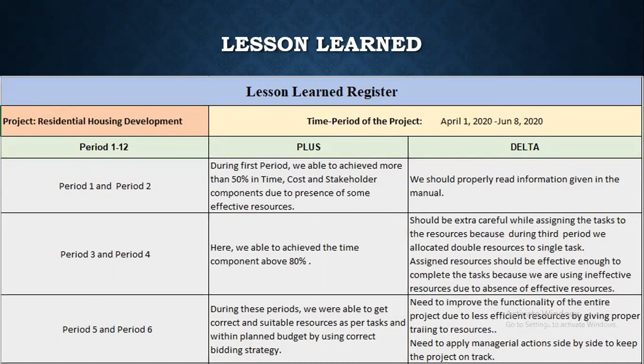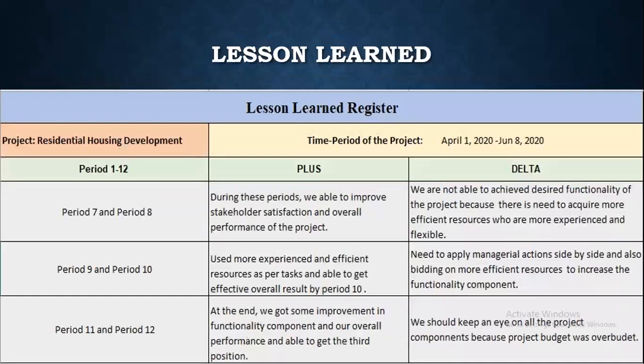And in the third and fourth period, we were low in budget, and also in many aspects such as functionality and stakeholder component. So for this purpose, we made changes for the fifth and sixth period to apply some managerial actions and some low budget resources. In the seventh and eighth period, we were able to improve stakeholders and also performed well overall. But this time we did not achieve the desired functionality.